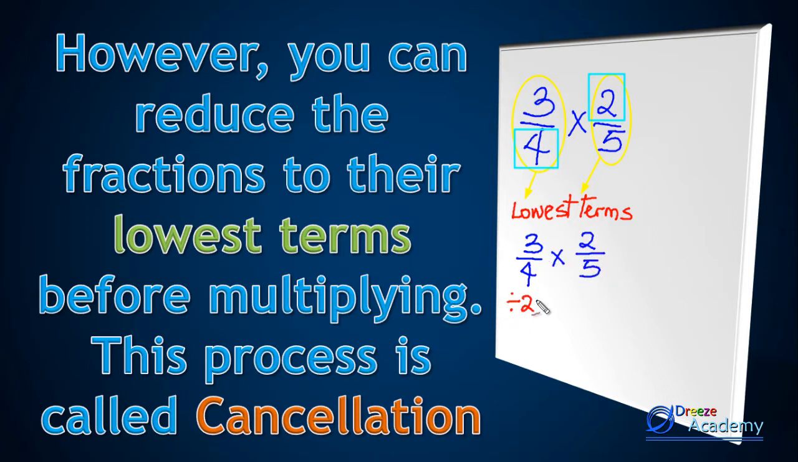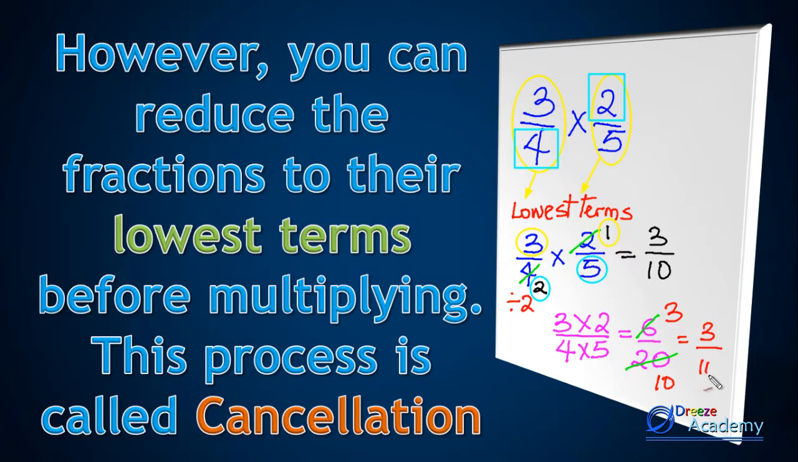That is, 2 into 2 to give 1, and 2 into 4 to give 2. Therefore, 3 times 1 equals 3, and 2 times 5 equals 10. By this process, the final result is 3 over 10. If we did not reduce the fractions to their lowest terms, we would have ended up with 6 over 20, which will still be reduced to 3 over 10. However, reduction before multiplication is usually easier than cancellation after multiplication.